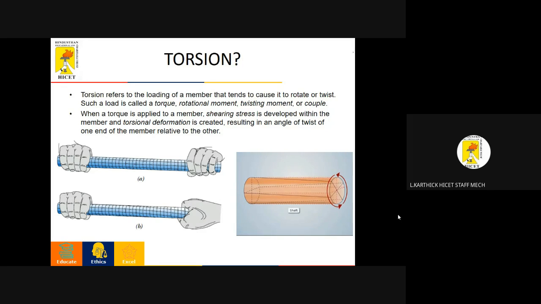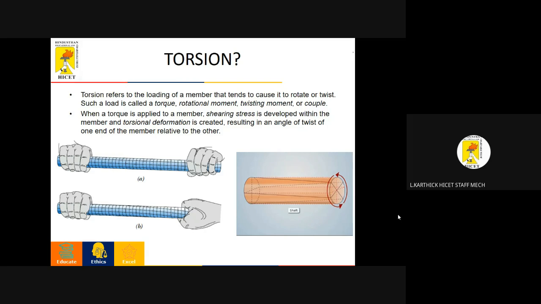Torsion refers to the loading of a member that tends to cause it to rotate or twist. Such loads are called torsion. In other words, we may call it rotational moment or twisting moment, or sometimes a couple. When torque is applied to a member, the major force developed inside the shaft is shear stress. Why does it happen? If it is an ideal shaft, once we apply load over the shaft, there will be a formation of stress and strain. See here, look at this right picture. Here, the load is acted in a rotated basis. So the stress will be developed within the member, but here the twisting of the shaft happens.